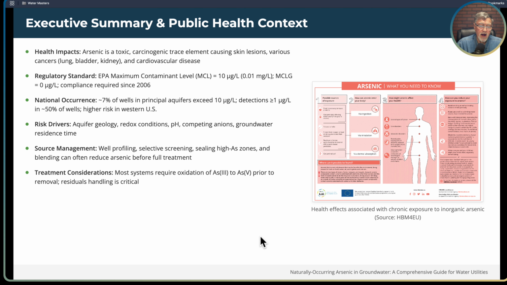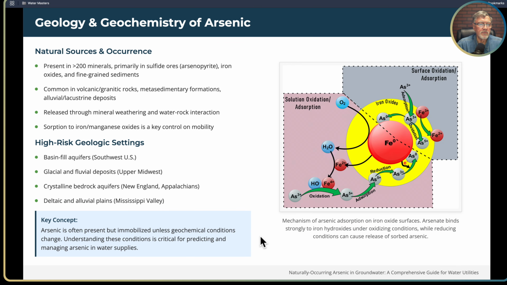Most systems require oxidation of arsenic 3 to arsenic 5 prior to removal, and that just makes it easier to remove and handle chemically. And residuals handling is pretty critical because you remove arsenic through a treatment system. Now you're going to have a high arsenic residual, and that's basically going to be a hazardous waste. So you're going to have to know how to deal with that. All right, that's the background.